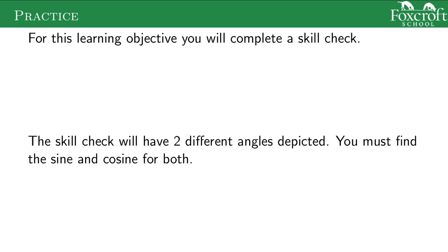All right, so for this learning objective, we're going to do a skill check. The skill check is going to be 2 angles that you're given, and you have to find the sine and cosine of both. So just remember, sine is the y value of that point, cosine is the x value of the point. All right, so it's really important going forward that you have that memorized.